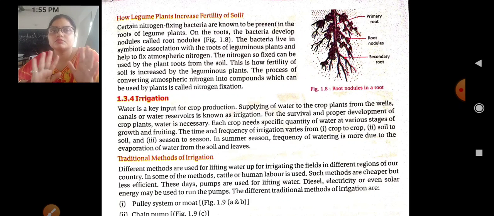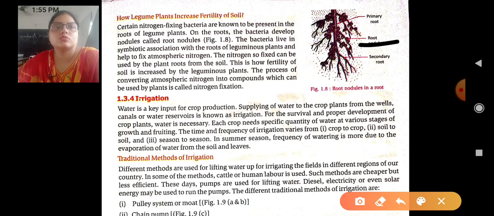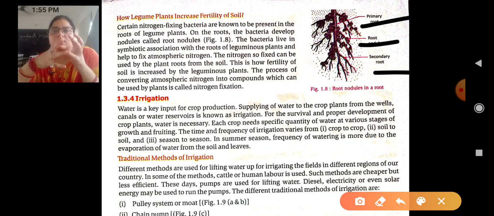The fixed nitrogen is used by the plant roots, taken from the soil. The roots easily capture the nitrogen like this. These are the root nodules, these are the secondary roots, and these are the primary root. So these root nodules grasp the nitrogen from the soil, and due to this it increases the fertility of the soil. It can be used by the plants, and this is nitrogen fixation.